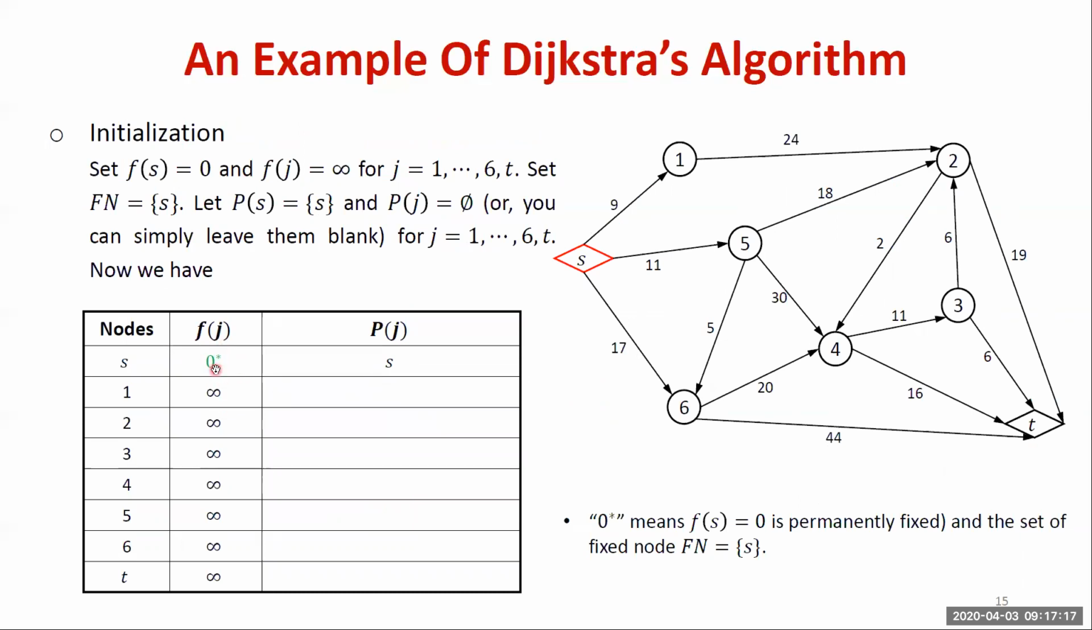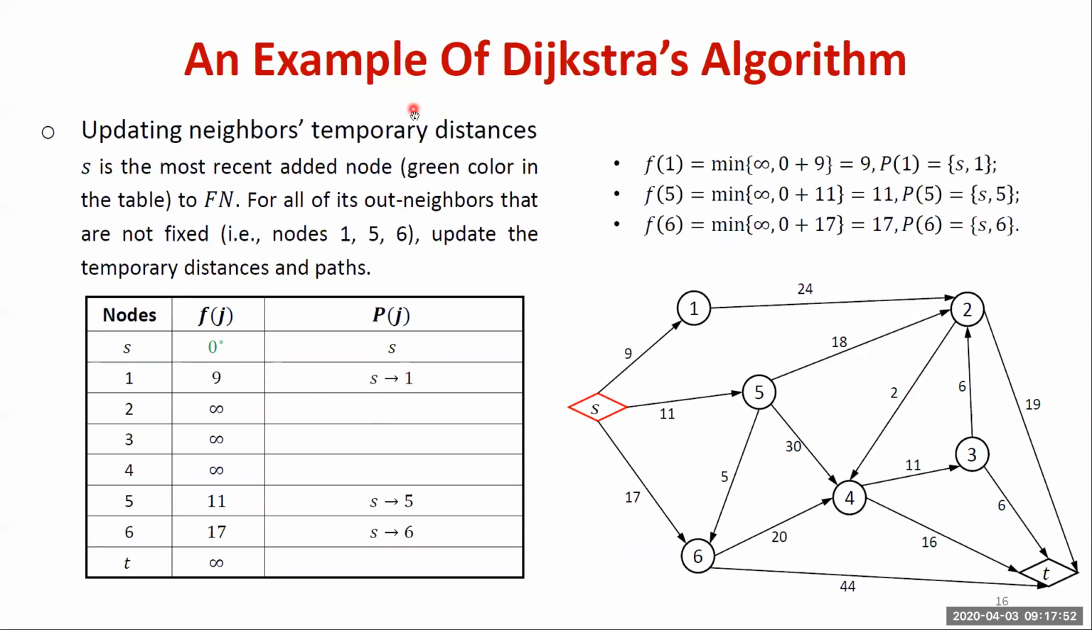So here are two factors. Factor number one is that I use a green font for this Fs. The reason it is green is because I want to show that this is the most recent added, or most recent fixed, node. And the reason I put a star here is that it means it's permanent. Whenever you see a star, that means the node is permanently fixed, so we will never try to update the distance.